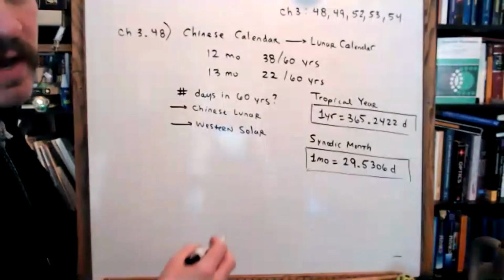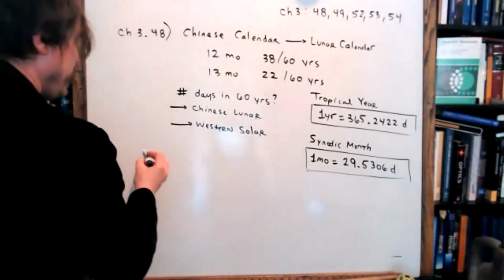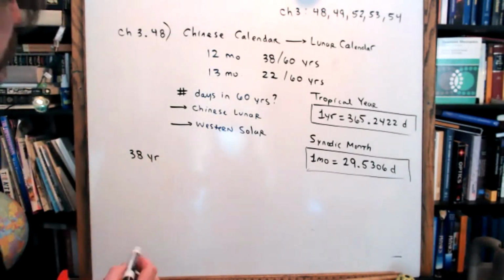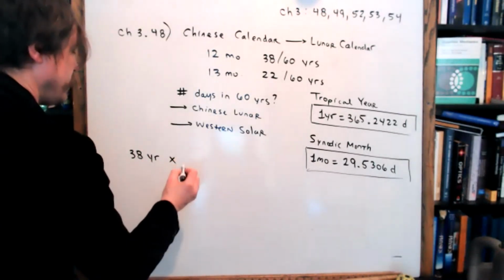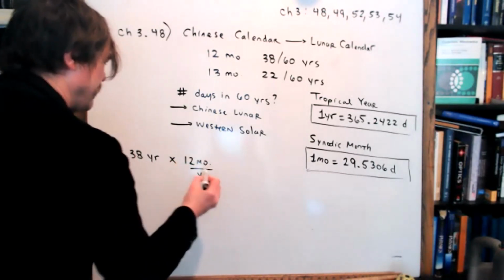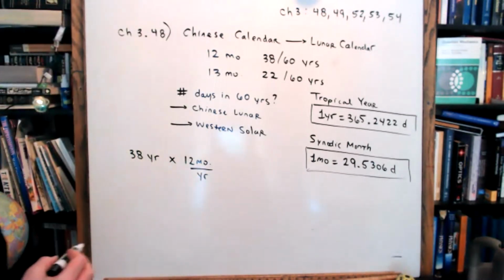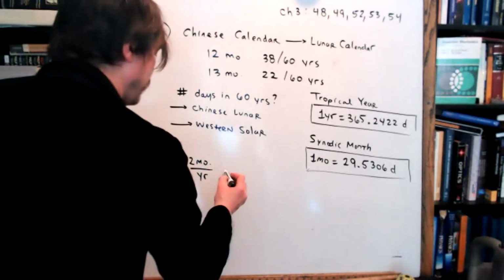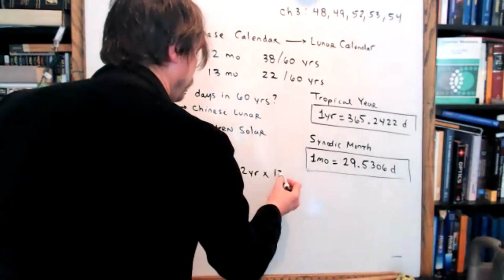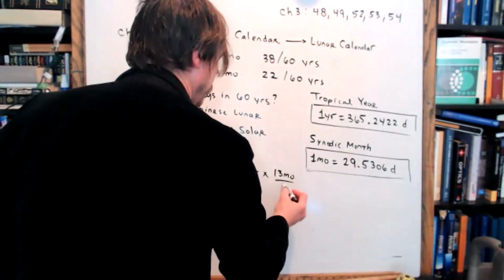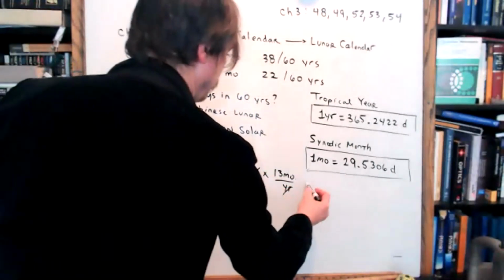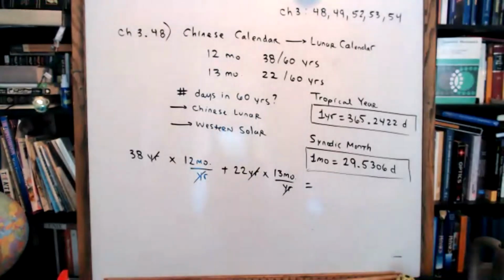Okay. So I'm going to say for 38 years, let's try to make this look like dimensional analysis. 38 years times, for 38 years, we get 12 months per year. Notice that years cancel out. Plus, for 22 years, we're going to be using 13 months per year. Years cancel top and bottom. How many months is that, folks? Punch that up for me.